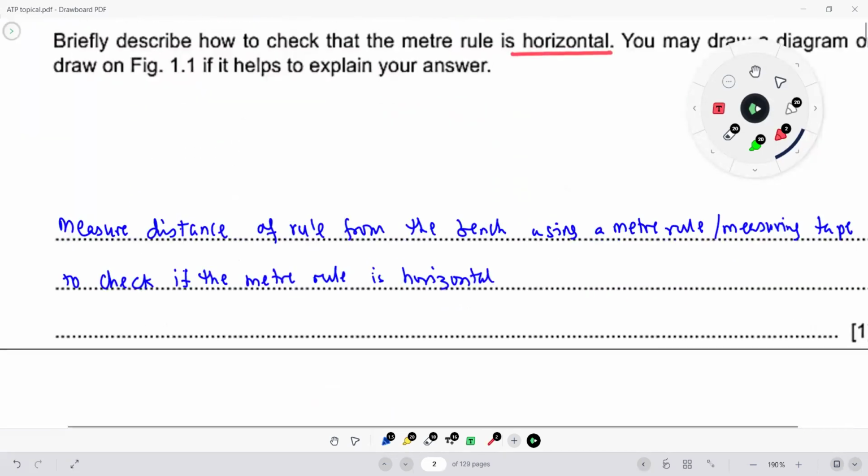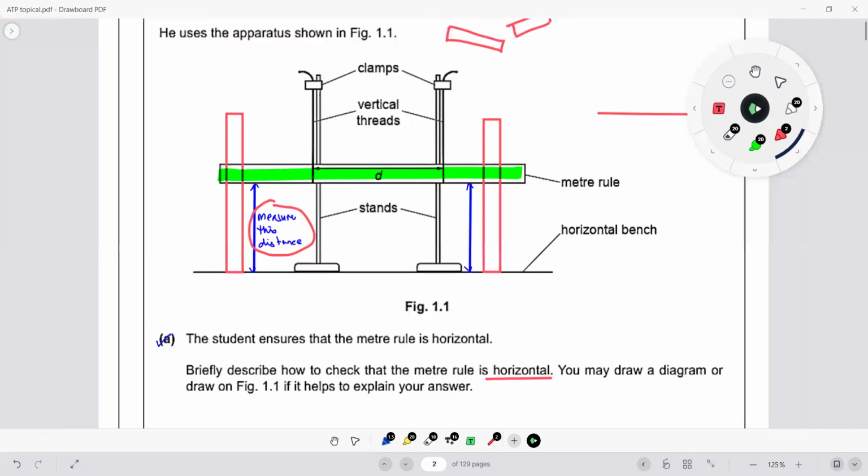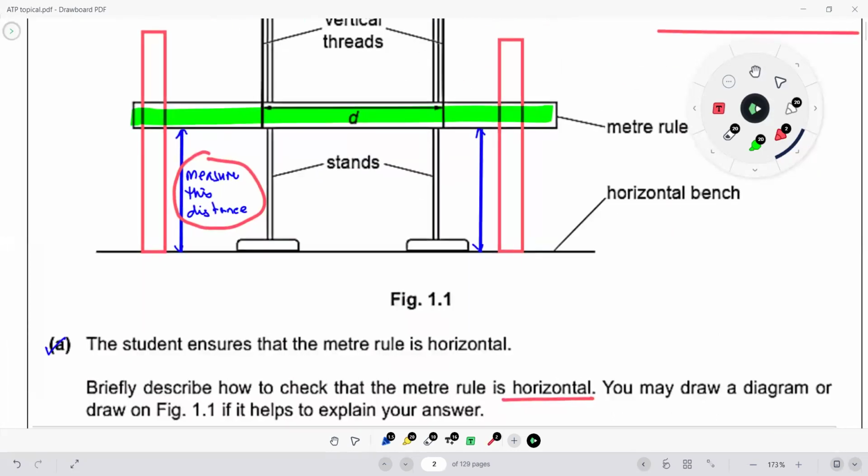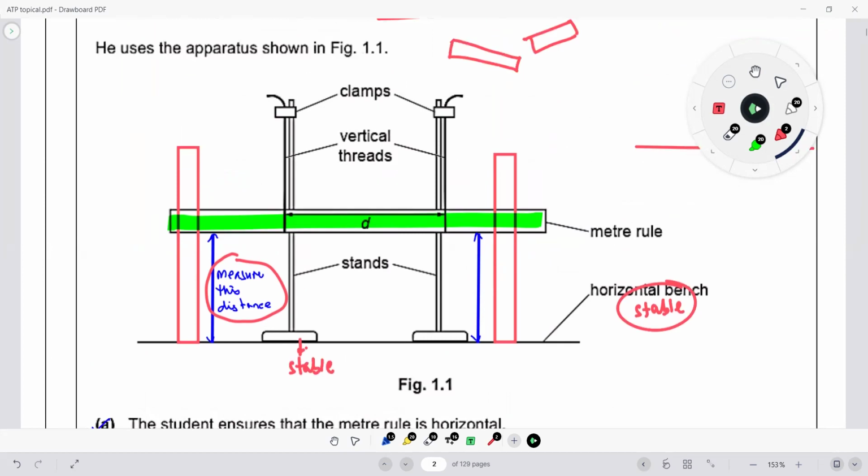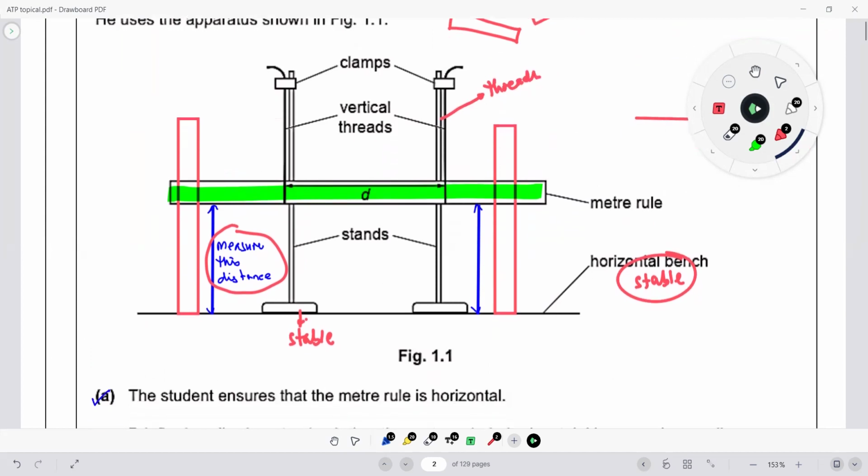So my question is, it says measure the distance of the rule from the bench using a meter rule or measuring tape to check if the meter rule is horizontal. Now, if you have to check whether the meter rule is horizontal, you need to understand that the bench has to be stable, and the stands have to be stable, and then when the meter rule is put onto the stands and the meter rule is hanging through threads, right? This is what allows it to oscillate. Now, when the meter rule is hanging, you have to make sure that the meter rule is horizontal.